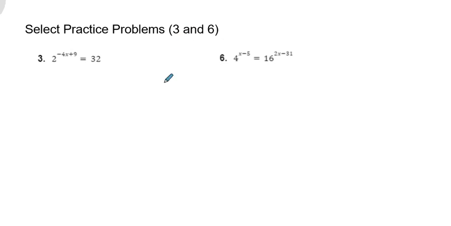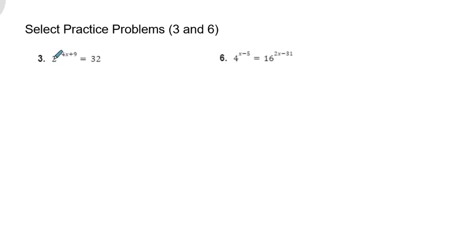All right, for our homework help here, we are going to go over practice problems 3 and 6. So this is 3 and this is 6. Let's see what we've got to do here. Both of them are going to require us to change some of the bases, right? That's the idea: you have to figure out how to do that.